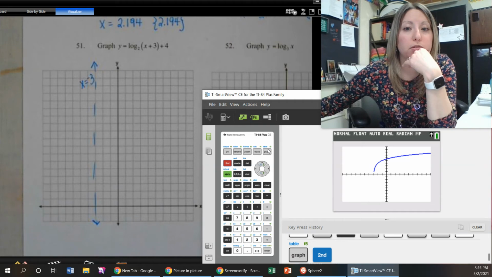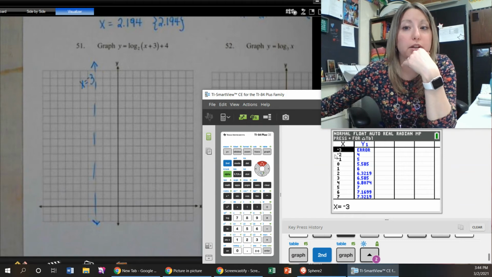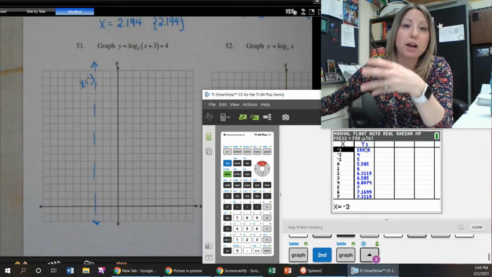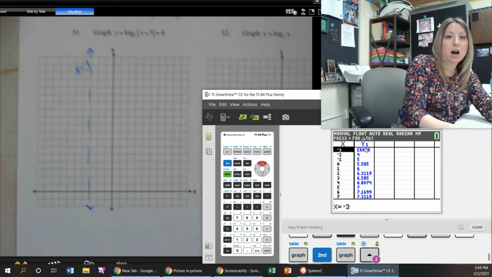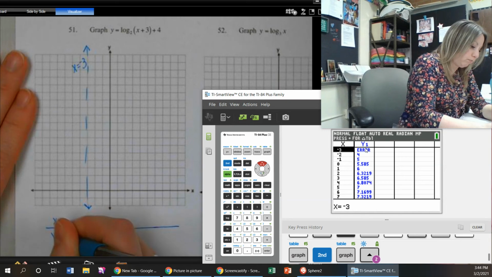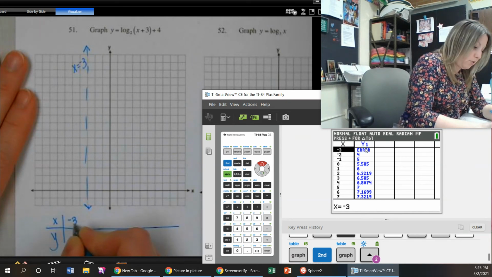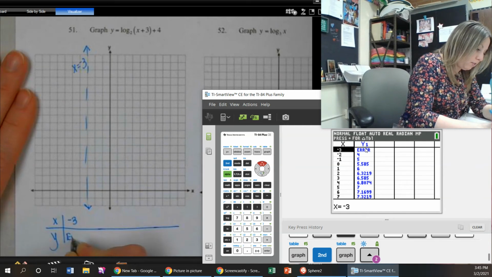Let's see the table. And I just want to show you that if I go up here, the error is at x equals -3. That's because that's the asymptote. So that's how I know where the asymptote lies, based on where is my first error message on my graphing calculator. So x value of -3 is my first error.